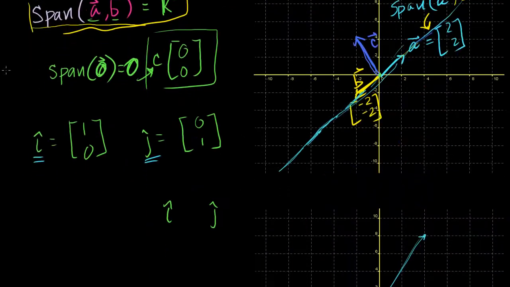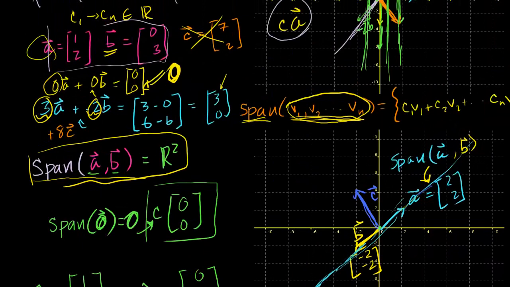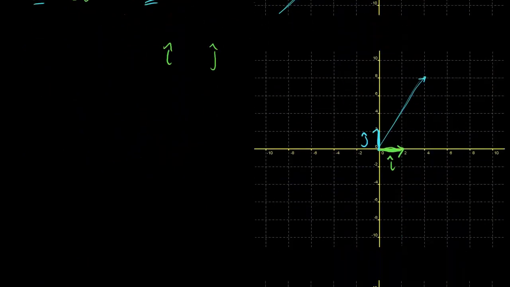I'm telling you that I can take, let's say I want to represent... Let me rewrite my a's and b's again. So this was my vector A. It was 1, 2, and B was 0, 3. Let me remember that. So my vector A is 1, 2, and my vector B was 0, 3.